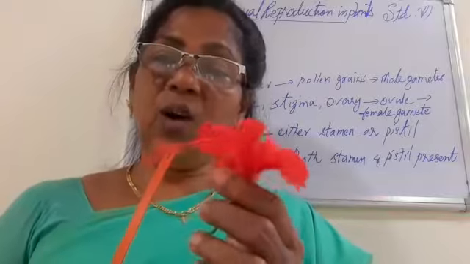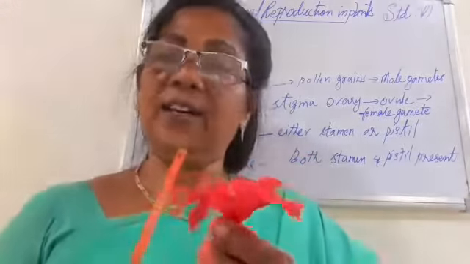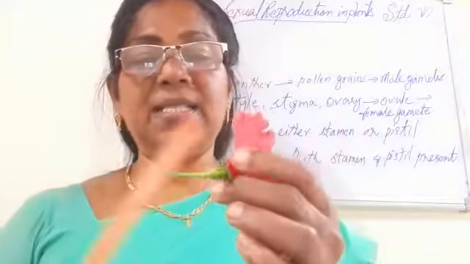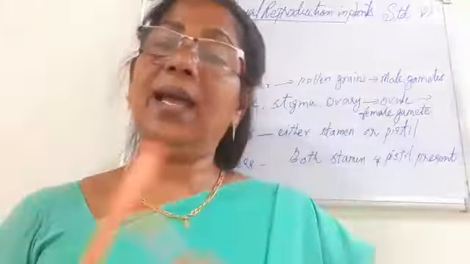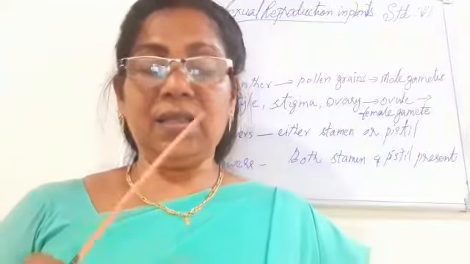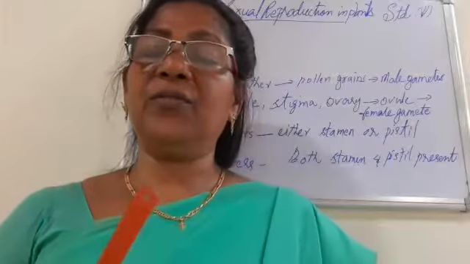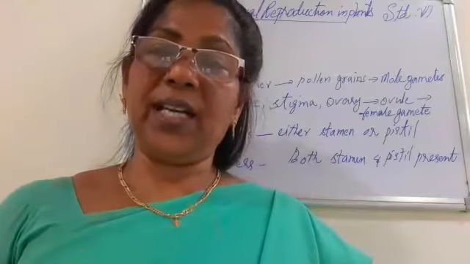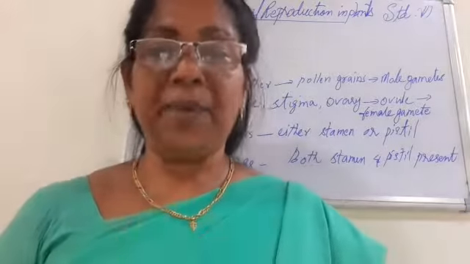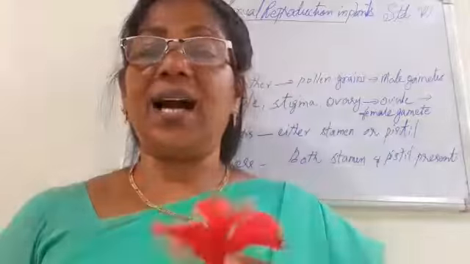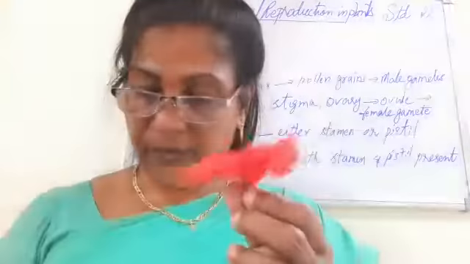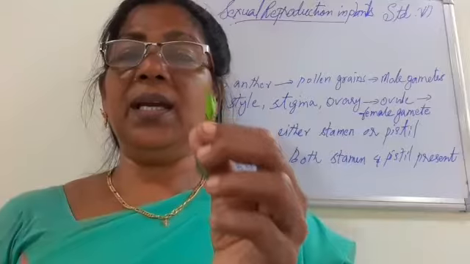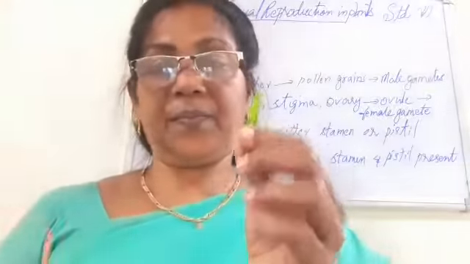Now let's see what are the different parts of a flower. The different parts of a flower are sepals, petals, stamen and pistil. The outermost green colored part of the flower is known as sepals. Sepals protect the flower when it is in bud stage. Also, they carry all other floral parts. When we take away the sepals, it will be a cup-shaped structure.